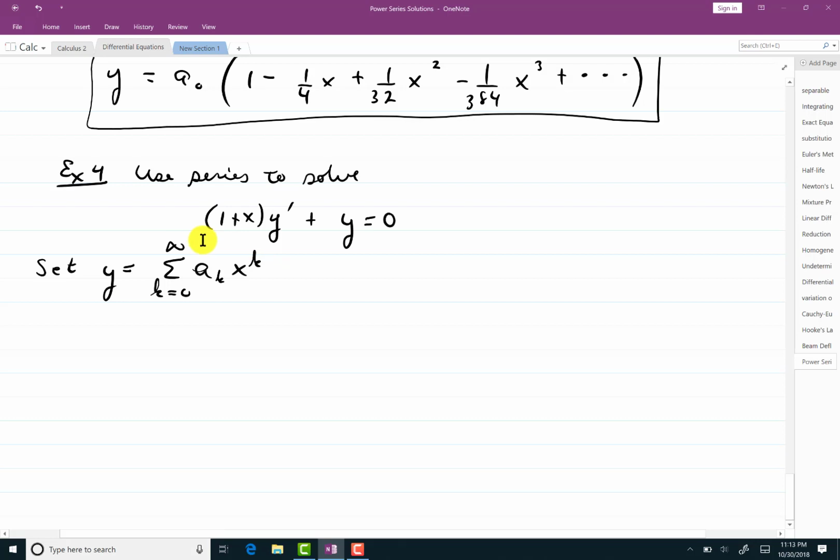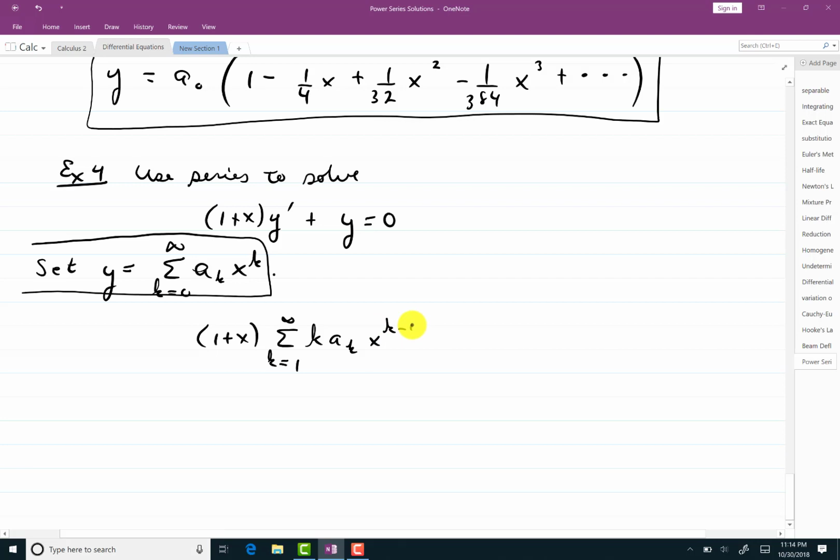And we're going to try to figure out all the a sub k values. And as before, a sub 0 will be the thing that we base everything off of. Let me plug everything into the differential equation. I'll get (1 plus x) times y prime, which is the sum from k equals 1 to infinity of k a sub k x to the k minus 1, plus y, which is the sum from k equals 0 to infinity of a sub k x to the k, and that equals 0.